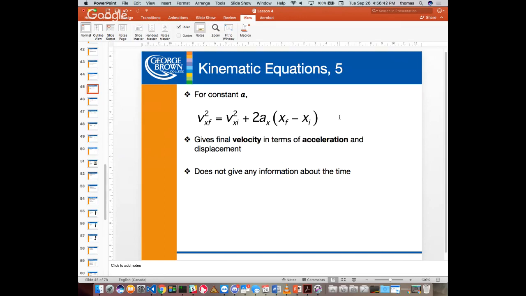Anyone remember what that is? How about Hercules? Hercules, what's a quadratic equation? Come on, you're the master. A squared plus b squared is equal to c squared. Sorry.